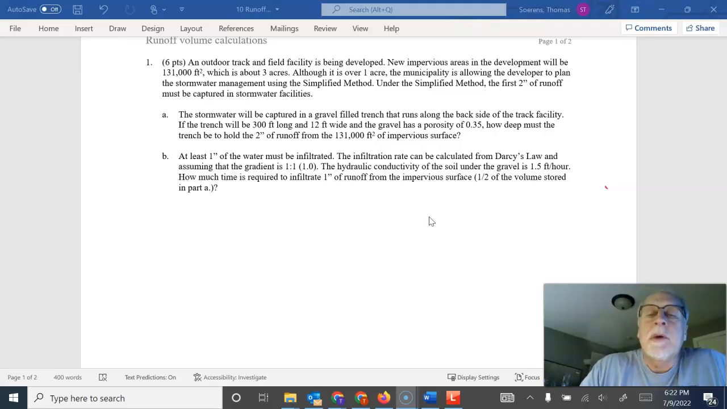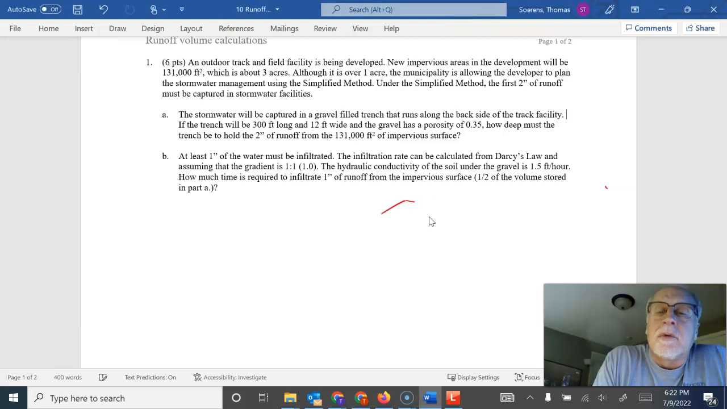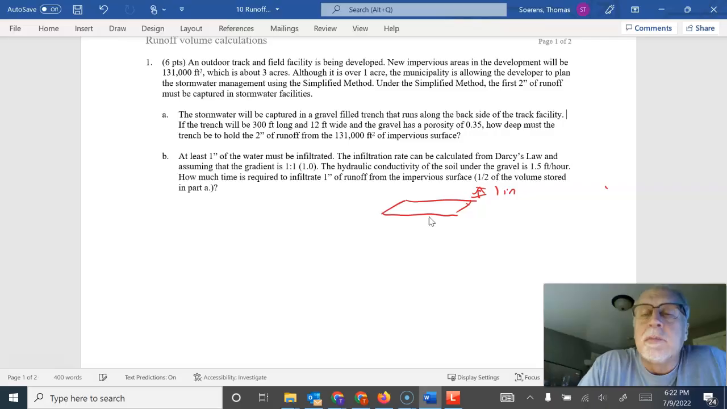So to come up with the volume, you have your area that the water's landing on, and then you have 1 inch of water on there, and then you just multiply 1 inch times the area, and you get a volume of water that you have to handle. You have to do unit conversions, obviously. So now we're going to run it off from our 3 acres, and it's going to go into a trench.